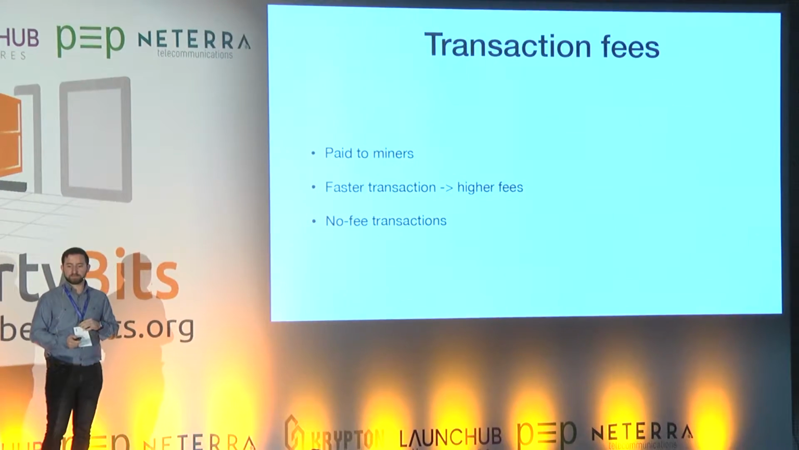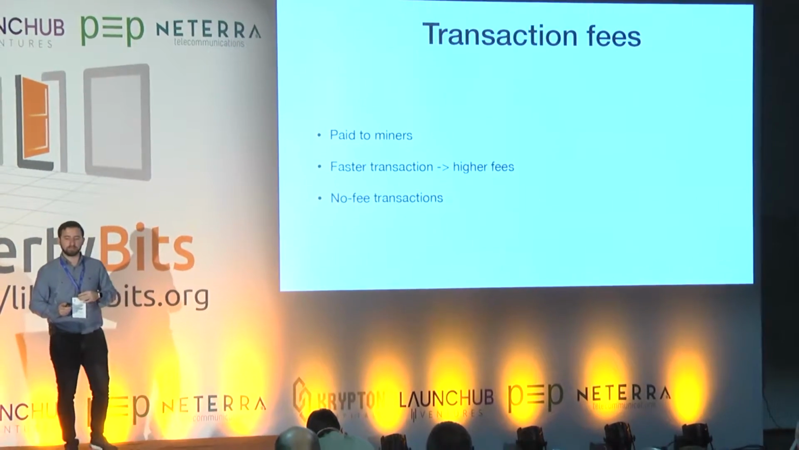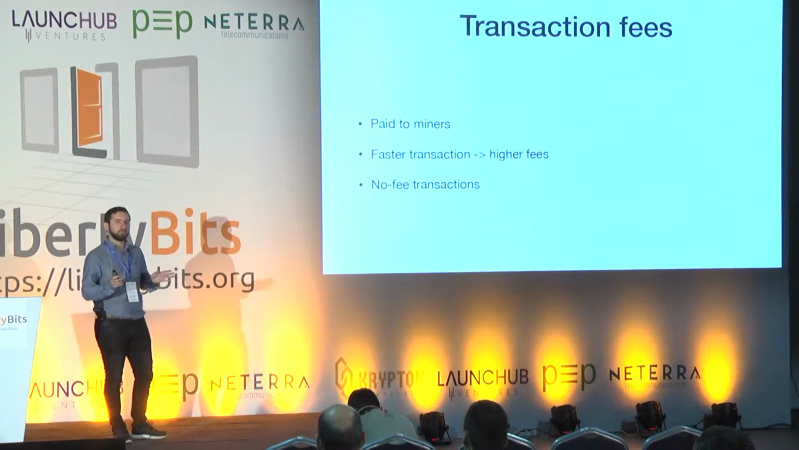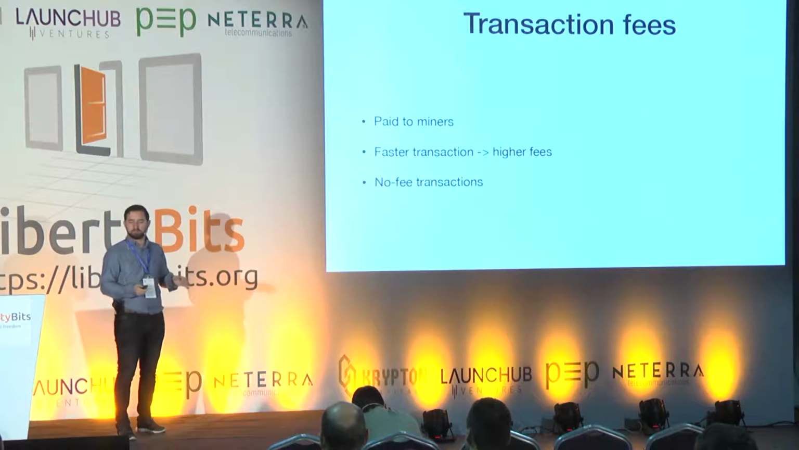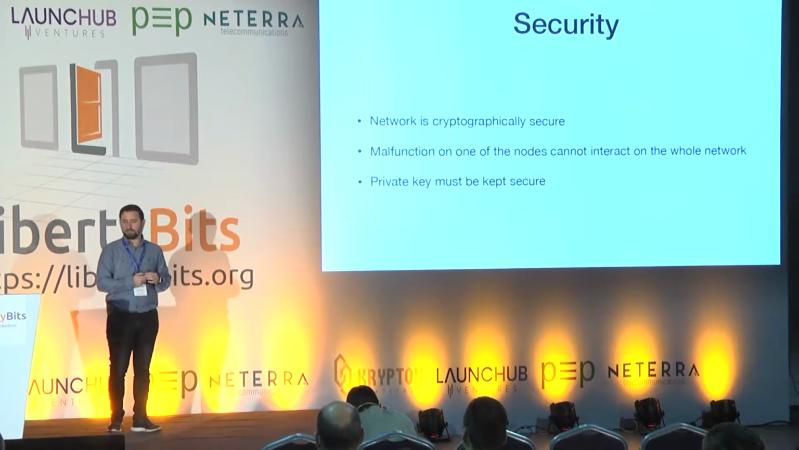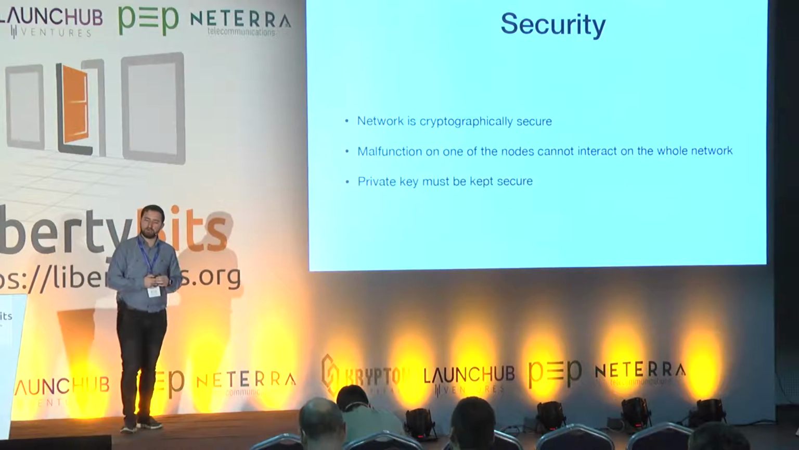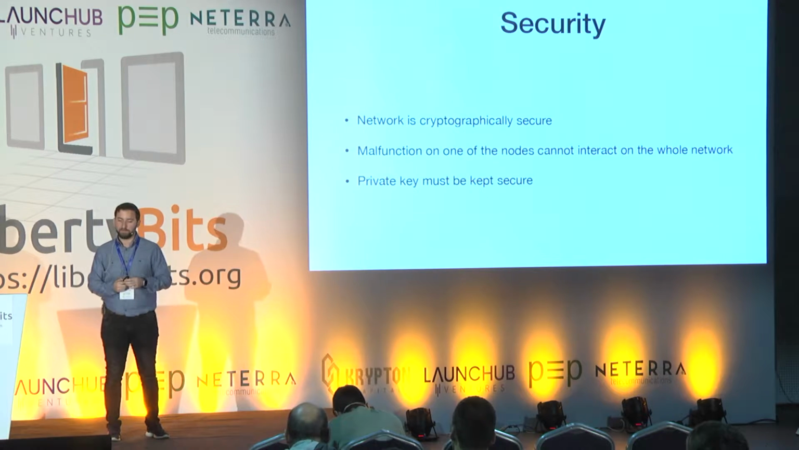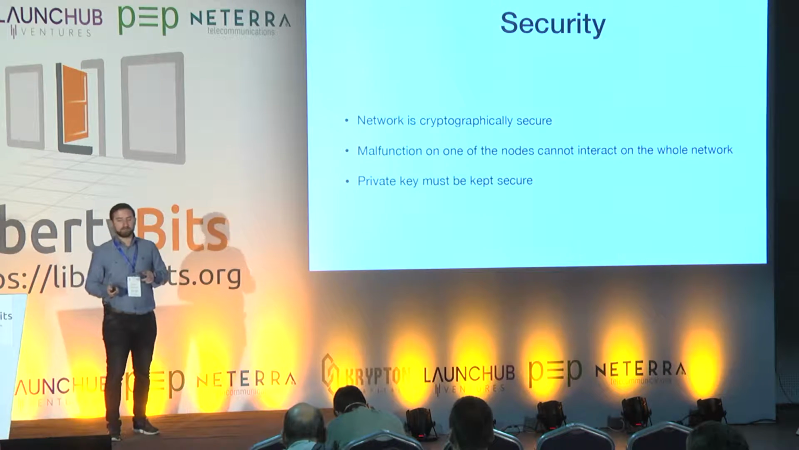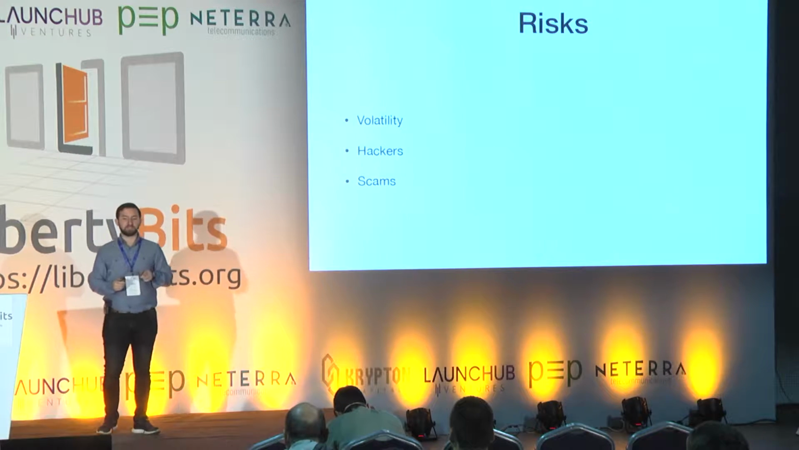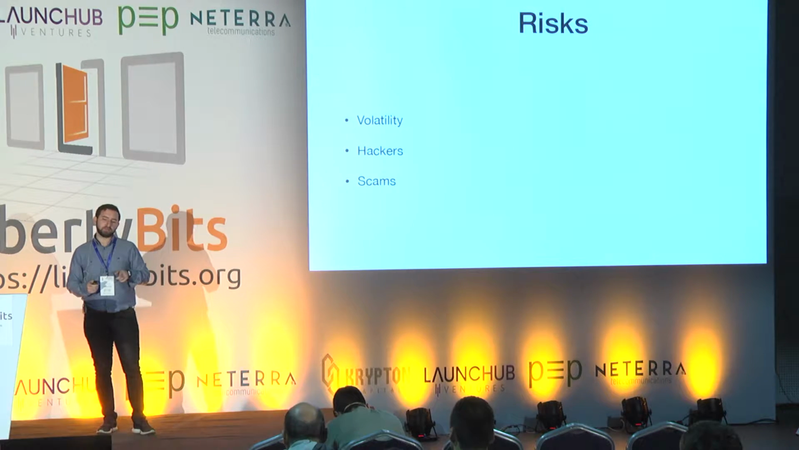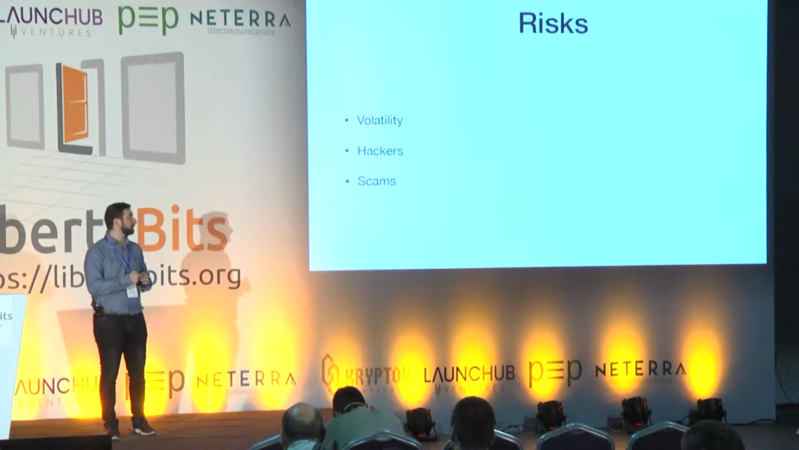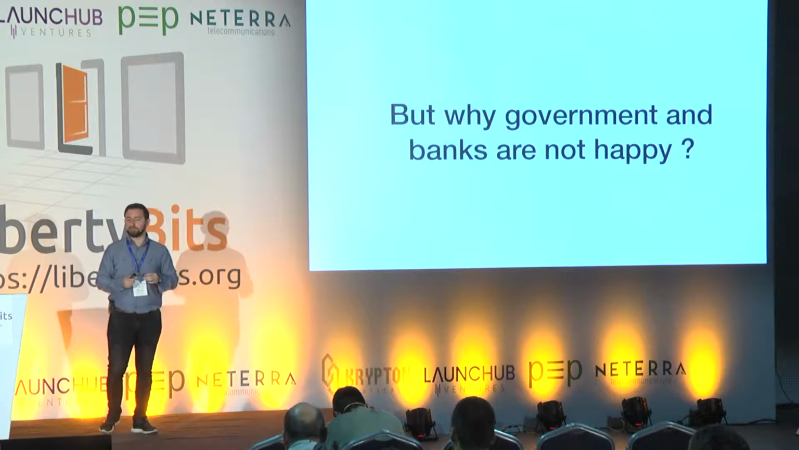And still, in the network, it is possible to make no-fee transactions. For example, you can send $1 million without applying any fee, 0% fee, 0 USD fee. The network is cryptographically secure. Malfunction of one of the nodes cannot affect the whole network. And privacy must be kept secure. If you lose your private key, it is very, very bad. The risks of this network are volatility, hackers, and scams. You can get scammed very easily on the internet if you don't know how to protect your private key.